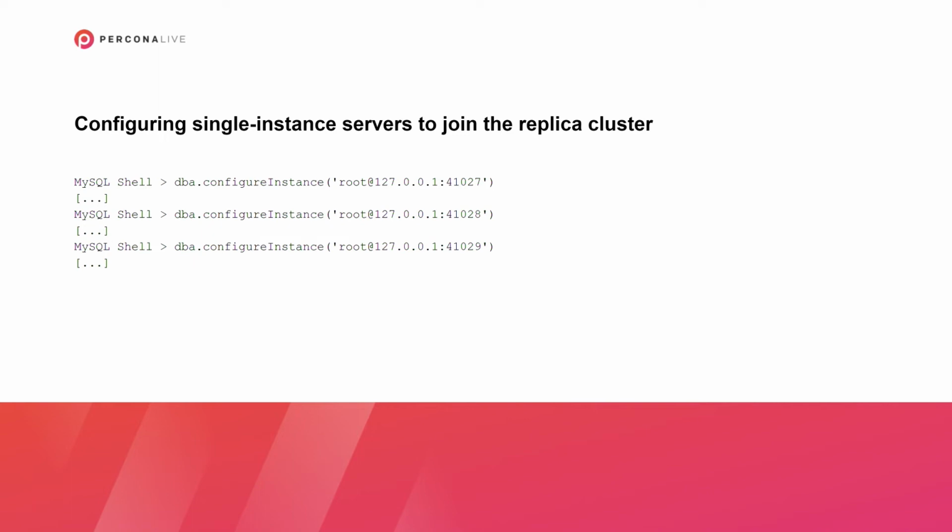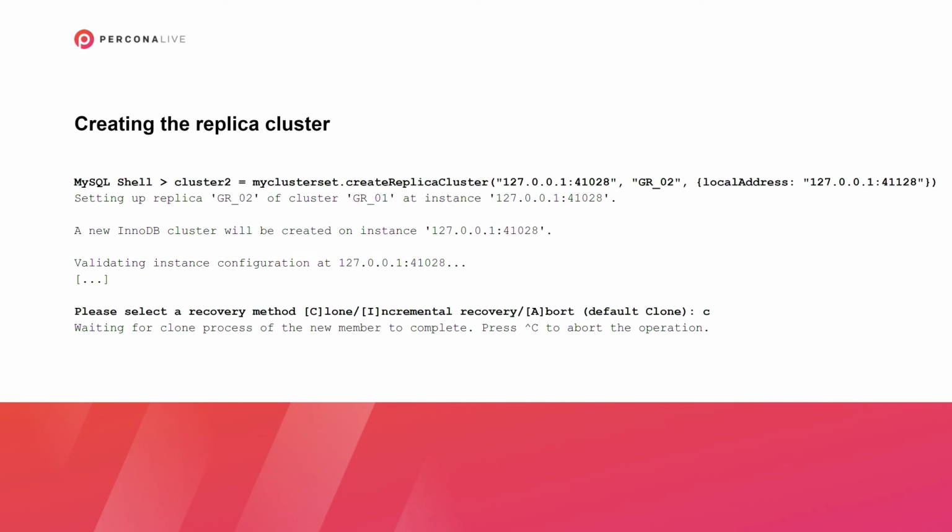So you also need to do the configure instance. It will check if you have all the variables set to be able to add this node to your replica, and then it's just one command as well. You use your cluster set, and you create replica cluster, and you put the name of your new replica, the address of the single instance that you're going to use.